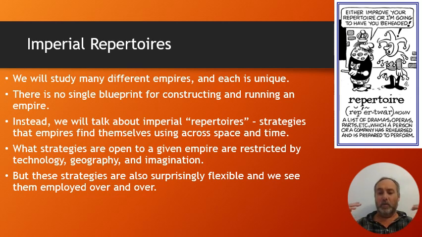So rather than talk about one monolithic imperial strategy, it makes more sense to talk about little repertoires, little routines that they can find themselves using at different times in different areas, that in a certain situation will come to be useful and then may have to be abandoned when they become less useful. So what strategies are open to a given empire at a certain time are going to be restricted by the technology they have in that moment, by the geography they find themselves in, and also by the imagination they have, the worldview that they're stuck in at that moment, be it religious or philosophical or some sort of social or cultural one. That can be as limiting as a mountain range, right? But we'll also see that these strategies can be surprisingly flexible, and we'll see them employed over and over, over thousands of years.